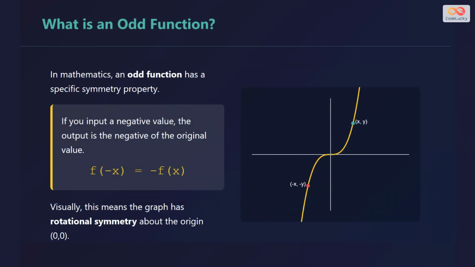First, let us define what an odd function is mathematically. A function f is considered odd if, when you input negative x, the result is the negative of f of x. Visually, this creates a specific type of symmetry on the graph known as rotational symmetry about the origin.